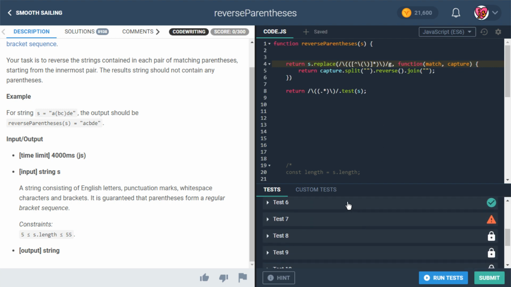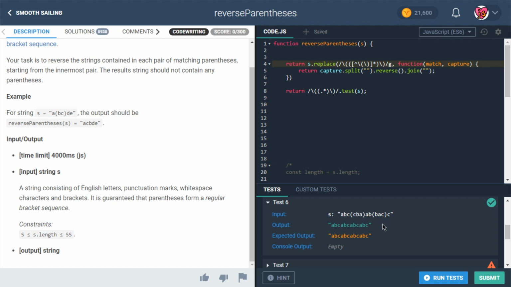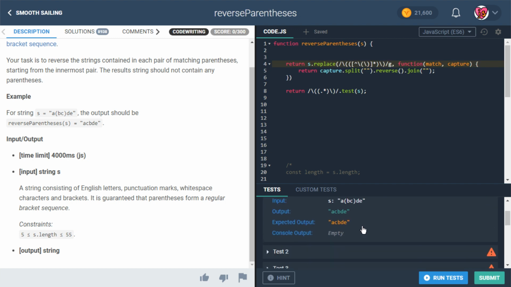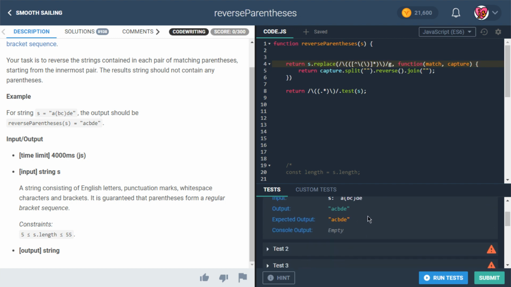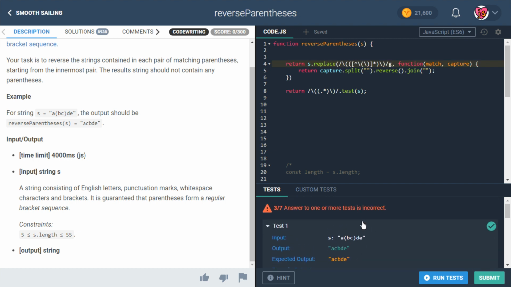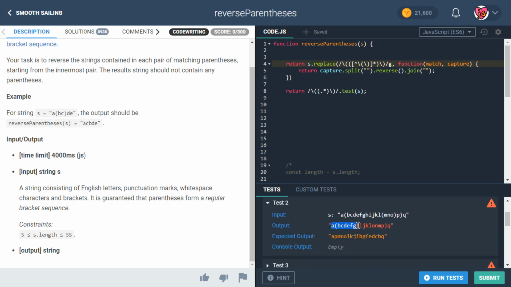So let's see, does 6 work now? Actually, yeah, 6 is working. So we've made it one step closer to what we're looking for, so that's good. But we need to find a way to keep this iterating. We need to find a way to make sure that this will keep going until there's nothing left, until the resulting string, like this one here, contains no more parentheses. So luckily, we have a way of testing that, which is this right here, the test.